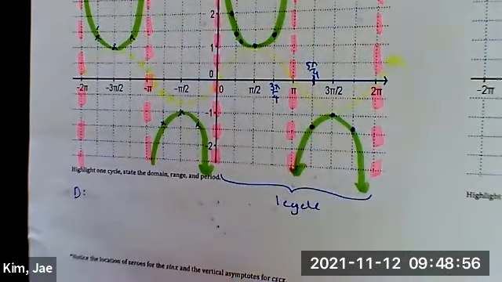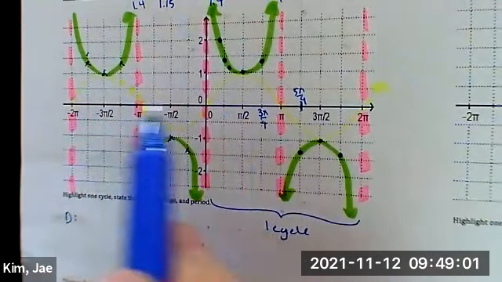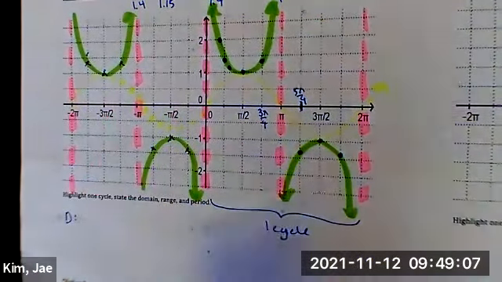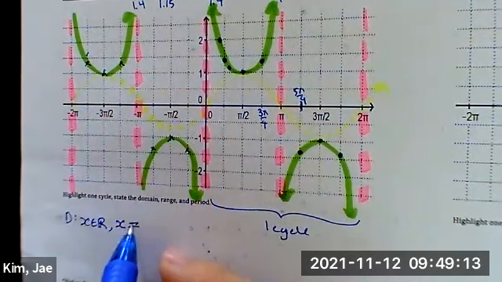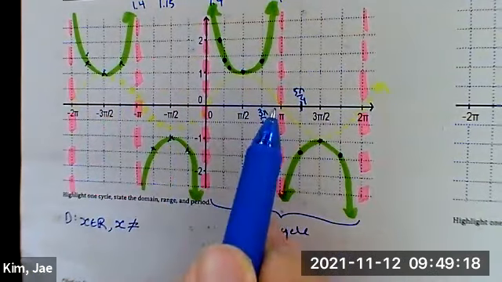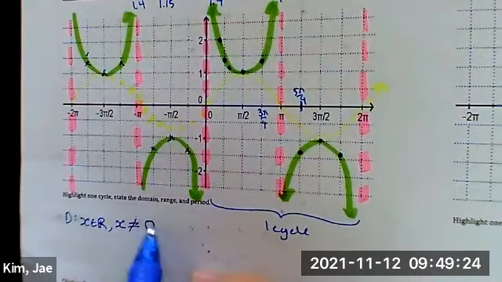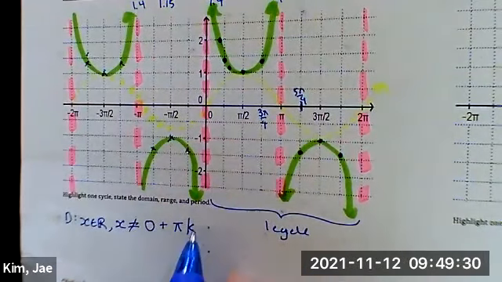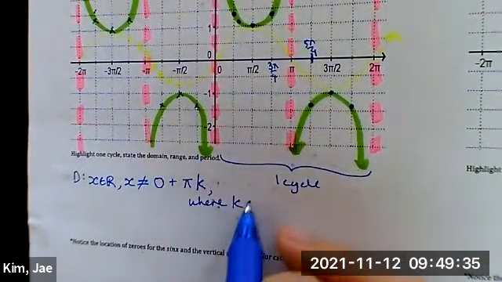State the domain. It gets a little funny. Domain could be anything, but what's the restriction? All these pink lines. This is what you can say. X can be anything. However, X cannot be 0 and every multiple of pi. X cannot be a 0 plus any multiple of pi. So I'm going to say pi times k, where k belongs to an integer.